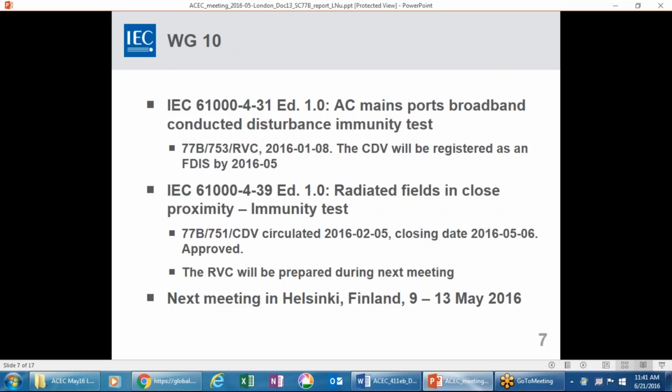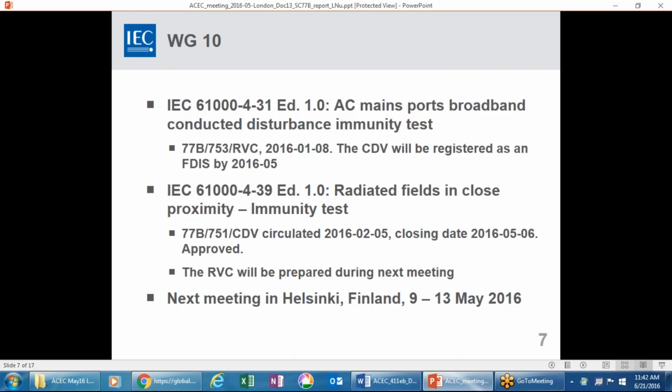So you don't have to worry about any lab assessments for changes in 4-6 because it will remain what it is until 2018. 4-39, the second one there, I'll just point out, there is now a committee draft for vote, that's what CDV stands for, on testing in close proximity to the equipment under test, less than a meter, for example. This is very useful, just to give you an idea, to the medical folks. They are very interested in this because there are people that use their mobile phones literally centimeters away from external medical monitoring devices, and they have to, of course, still work, and therefore this 4-39 test is there.